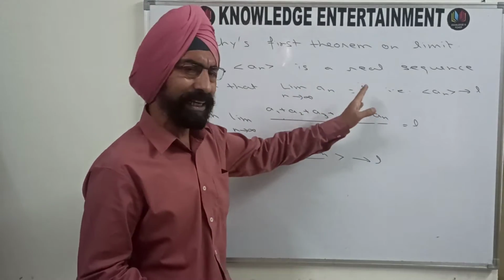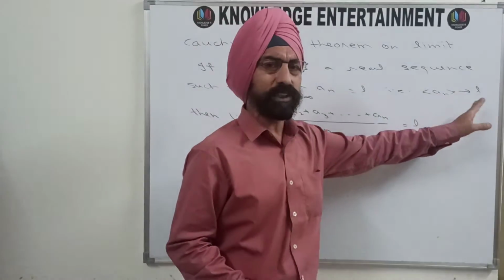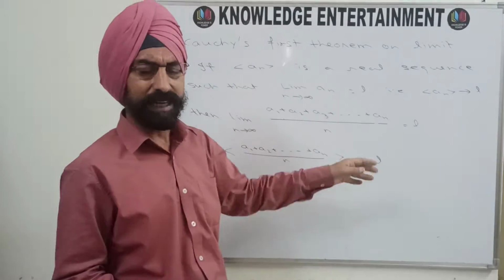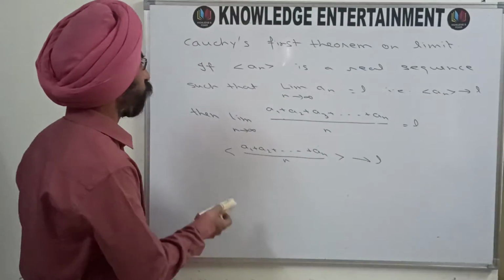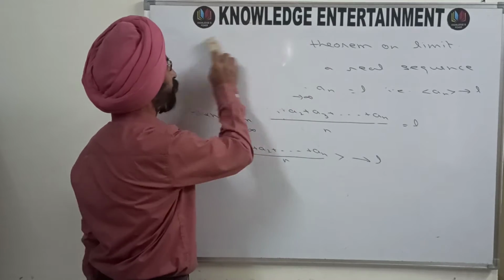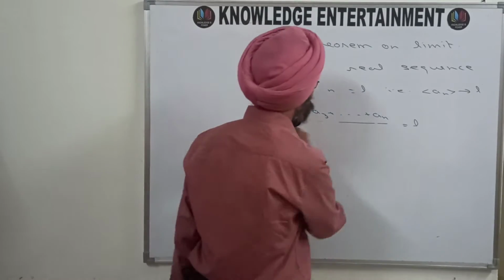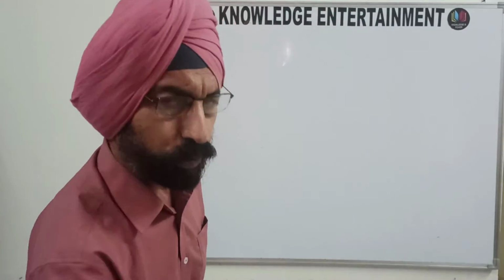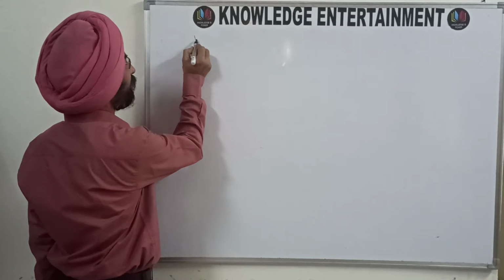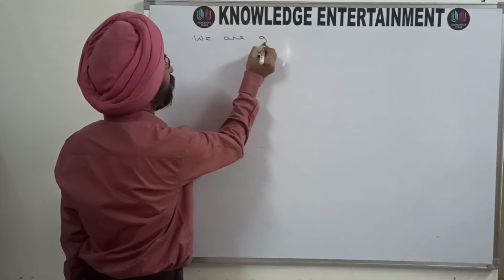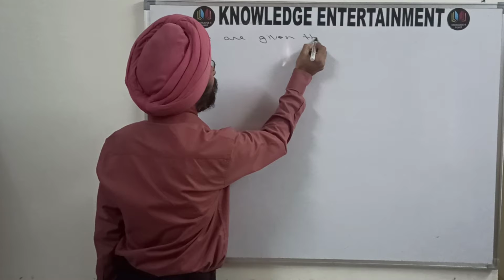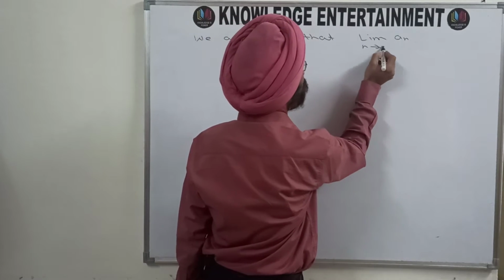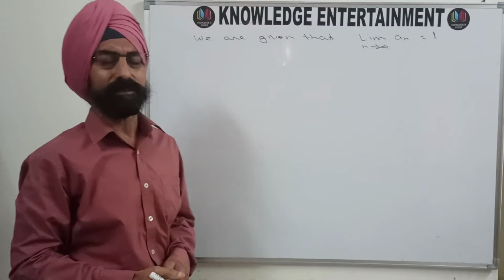If limit of an is L, that means if an converges to L, then (a1 plus a2 plus and so on an) divided by n also converges to L. So let us move on to the proof now. This was the statement, and now we are moving towards the proof of Cauchy's first theorem on limits. So let us see how to prove it. We are given that limit of an as n approaches infinity is equal to L. This is given to us.